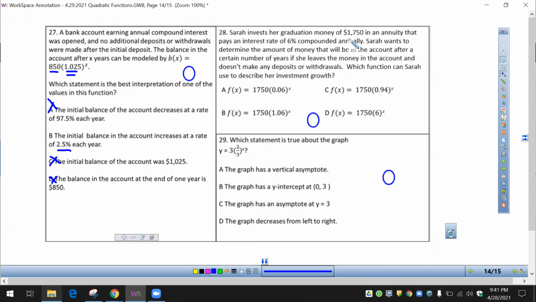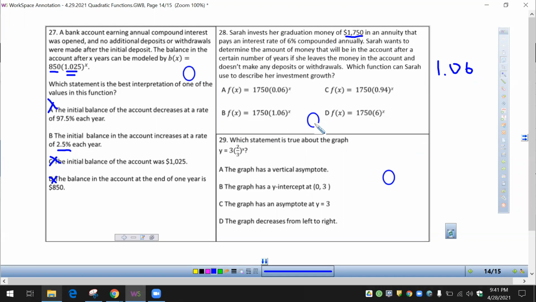And let me just talk about this one. I said I wasn't, but that's how much you start off with, right? So that's your initial value. And you see that they have an interest rate of 6%. That means we'll make it into a decimal, it's 0.06. And it's growing, so we'll put a 1 in front of it, right? We'll add 1 to it. So your equation would be B.